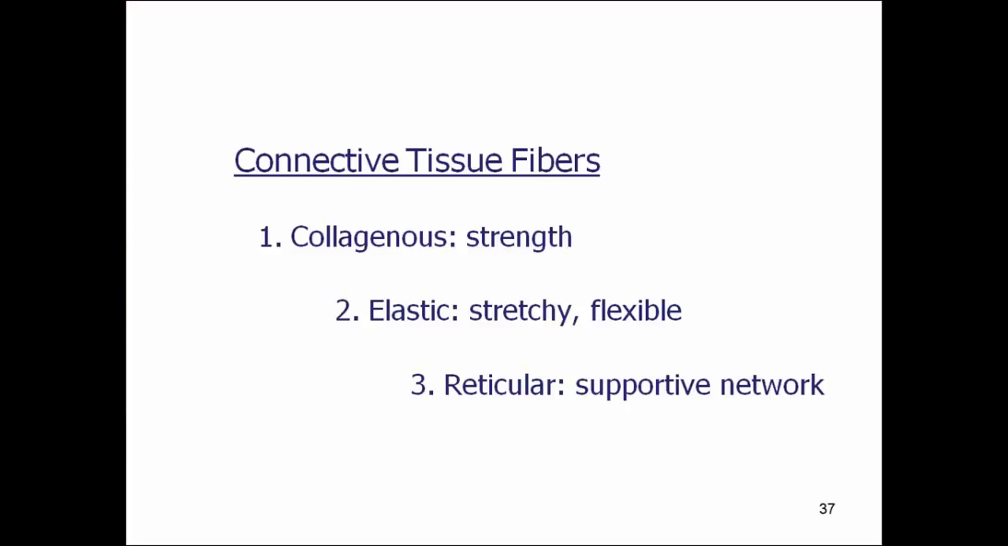Connective tissues have three types of cells, and there are also three types of fibers. Collagenous fibers are very thick white fibers made of the protein collagen, and they provide strength throughout the body. Elastic fibers are yellow and stretchy. They're very flexible. Reticular fibers are also made of collagen, but they're very thin fibers and provide a supportive network.